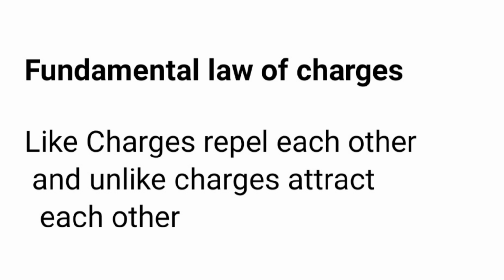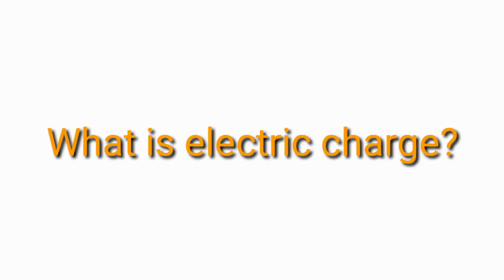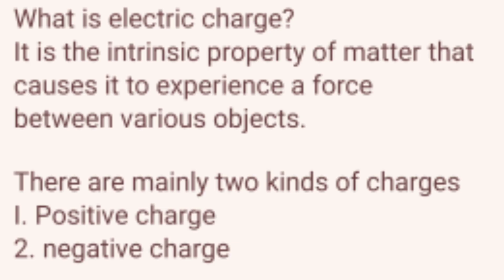This means that because of some property of the plastic comb, there exists an attractive force between the plastic comb and the paper pieces. Where does this property come from? From within the material. So now we can define electric charge. It is the property of matter which gives rise to electric force between various objects. So what is electric charge? It is the intrinsic property of matter that causes it to experience a force between various objects.